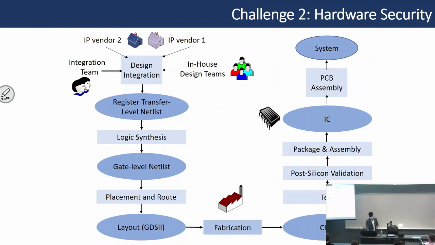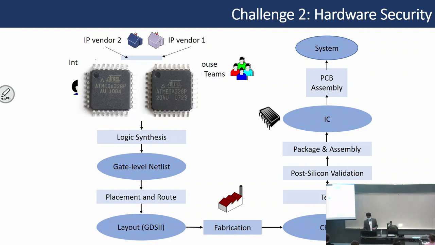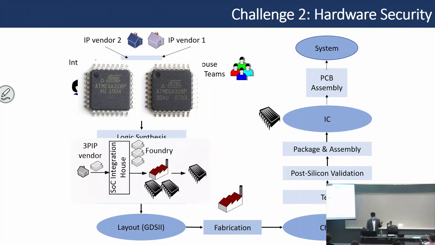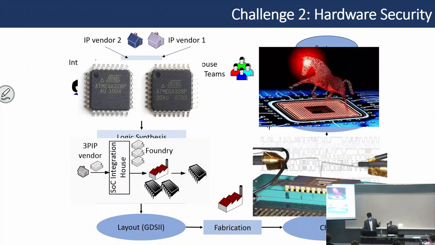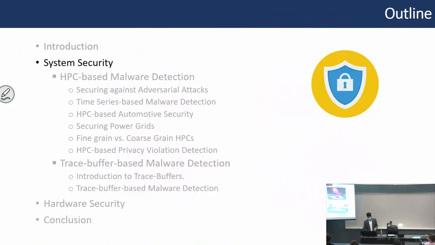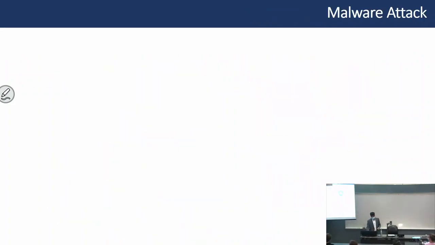So what are the challenges that happen due to this distributed form of IC development? Counterfeit ICs, overproduction, reverse engineering, and hardware trojans. We're going to discuss each of them towards the end of the presentation. So first, let's go into system security.